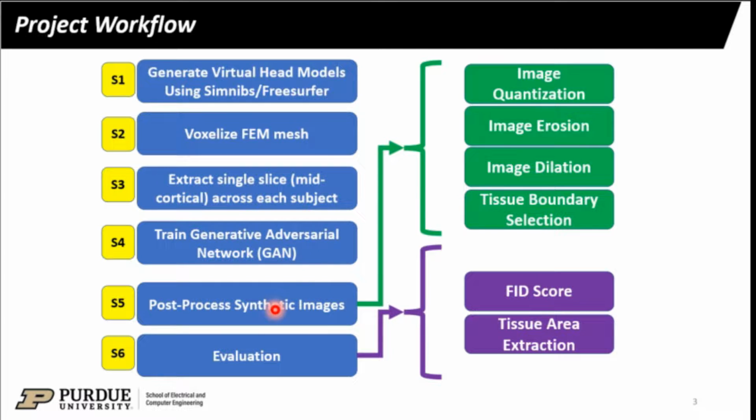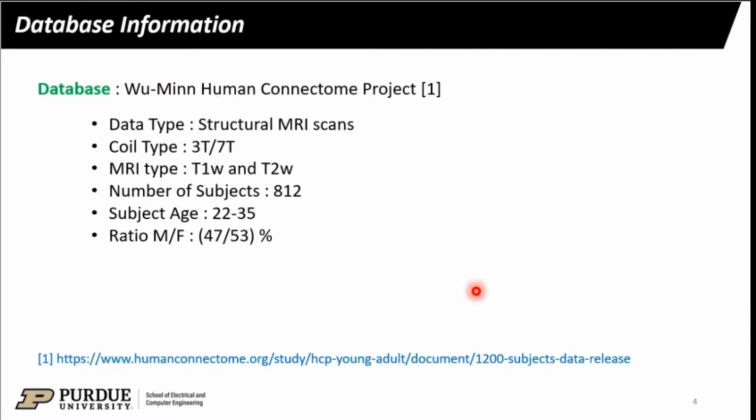The final two steps are the post-processing, which includes some of the image processing techniques and the evaluation of the generated images. For evaluation, we are going to use the FID score or the tissue area extraction. We are going to go into the details within a couple of minutes.